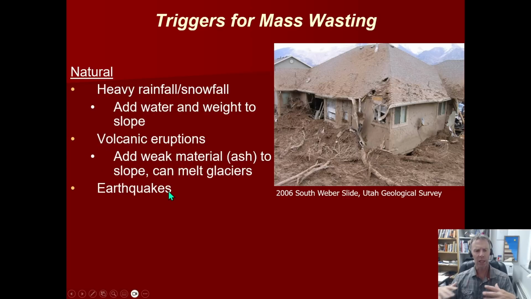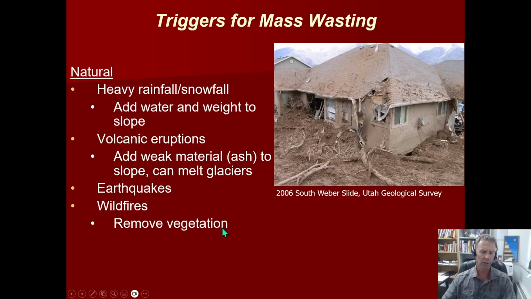Earthquakes can cause shaking that can destabilize slopes and cause them to lose their stability and fail and move. And then the last one, the one we've talked about here, of course, is wildfires. Removing that vegetation, removing all the benefits that vegetation produces in enhancing slope stability. Once that's gone, we sometimes see mass wasting events that are pretty rampant in those areas. So these are just some natural triggers, by no means all inclusive, but just some food for thought.